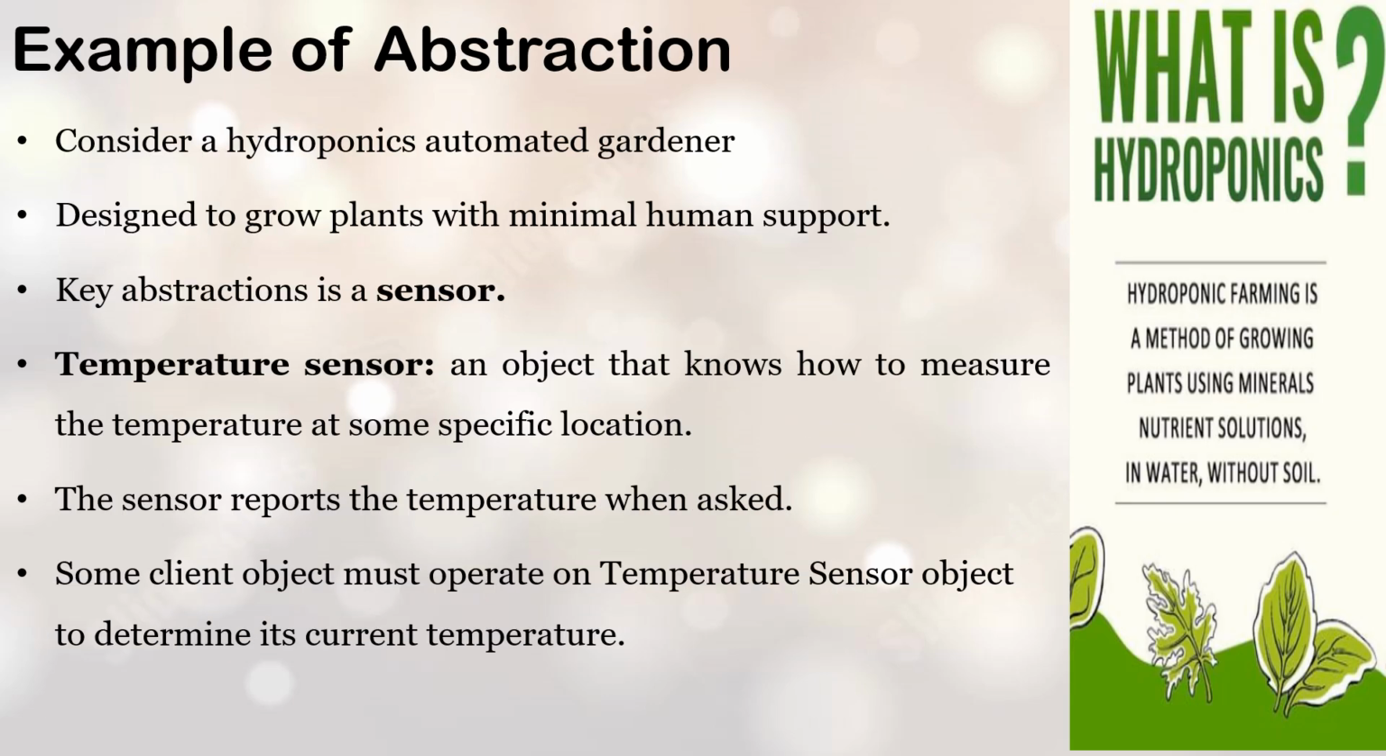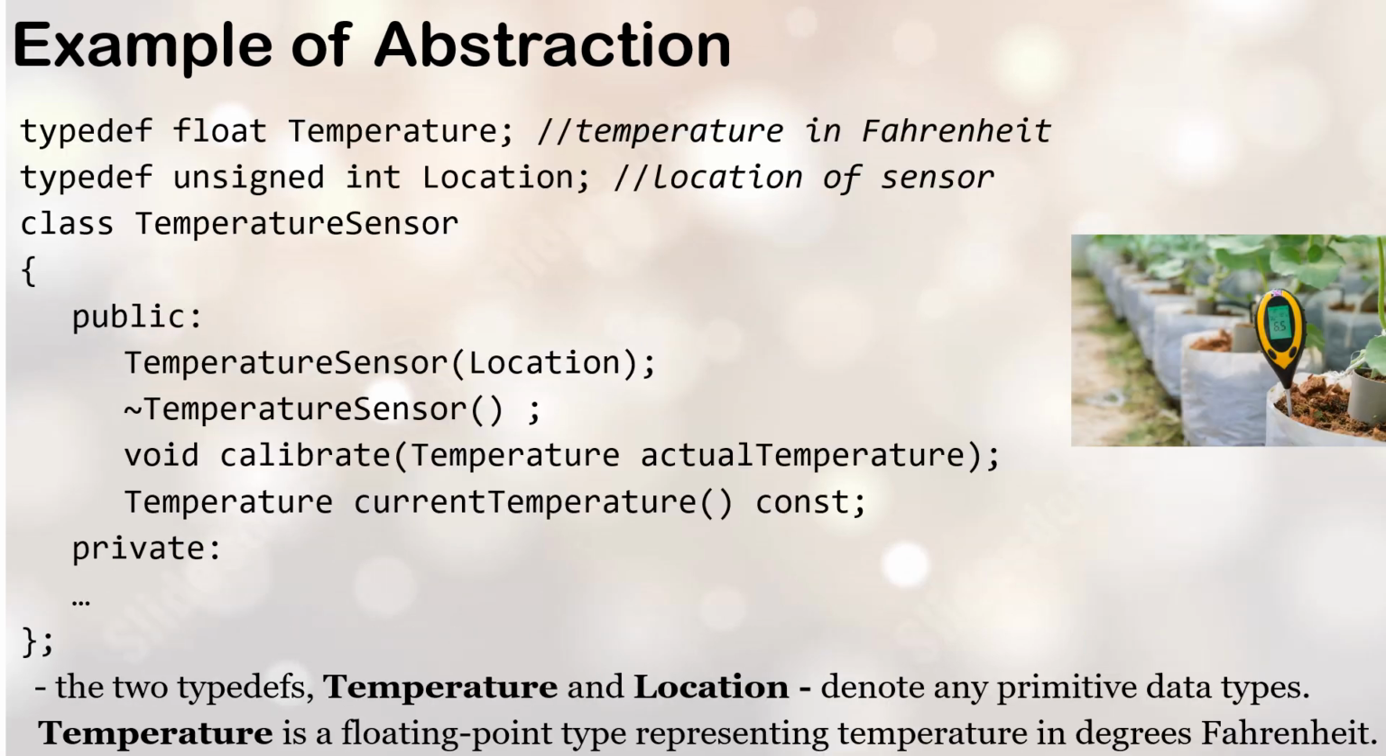Now we'll see an example of abstraction. Consider a hydroponics automated gardener. It is designed to reduce the human efforts needed to grow plants. The abstraction we'll be considering in this example is that of a sensor. Consider the temperature sensor. It is responsible for measuring the temperature in a particular location. The function of the sensor is to record the temperature and when asked, it must report the temperature. This is the abstraction for temperature sensor.